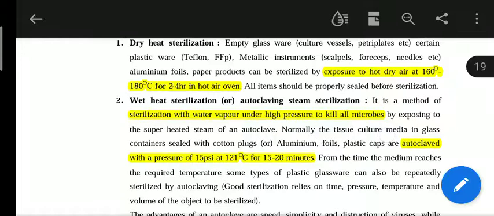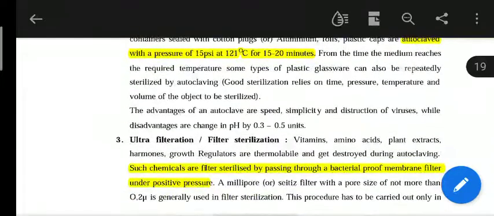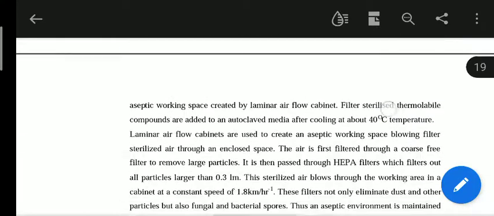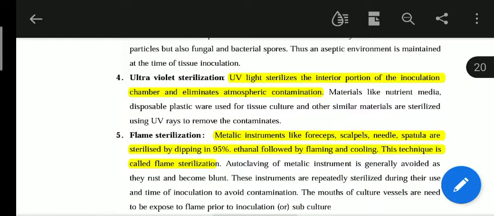Now, the second is wet heat sterilization. It is a method of sterilization with water vapor under high pressure to kill all the microbes. The third one is ultrafiltration or filter sterilization. Here some chemicals are filter sterilized by passing them through a bacteria-proof membrane filter under positive pressure. The fourth is ultraviolet sterilization. Here UV light sterilizes the interior of the inoculation chamber.